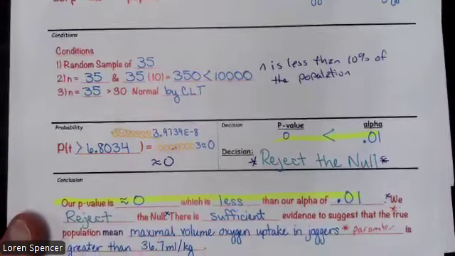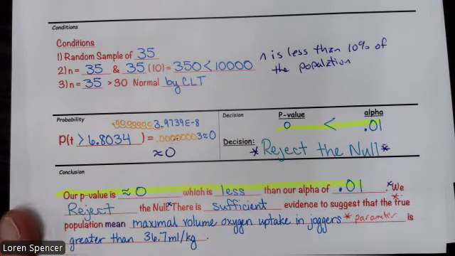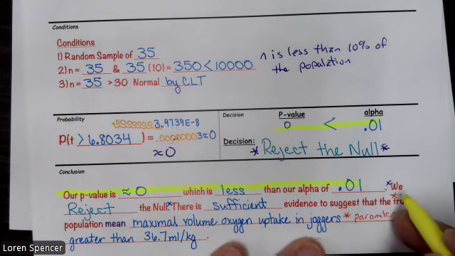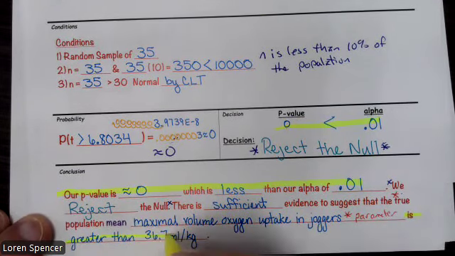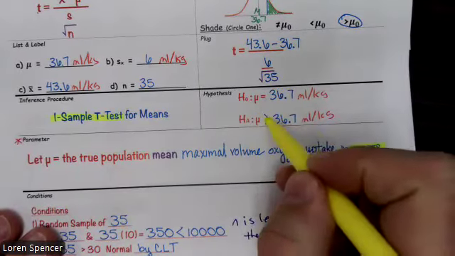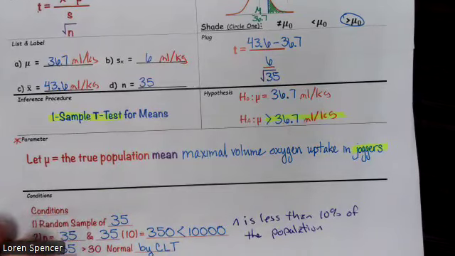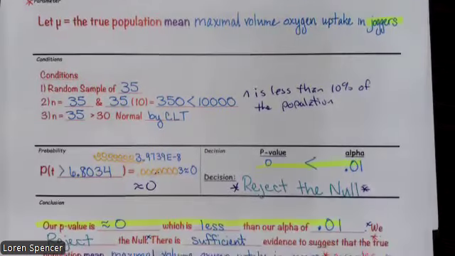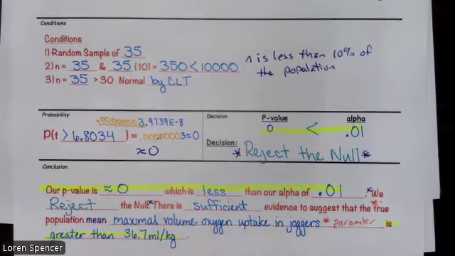And is greater than 36.7. And I want to point this out to you. Is greater than 36.7 milliliters per kilogram. So that's where everything comes from.